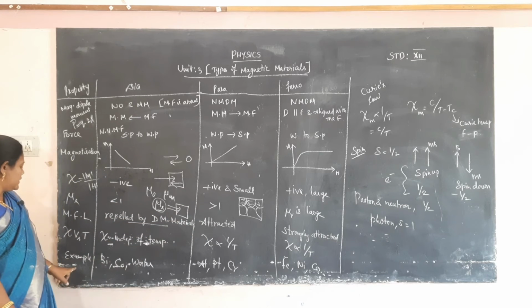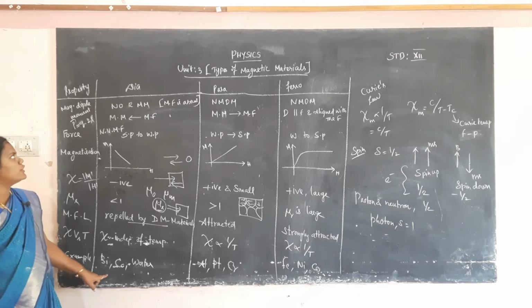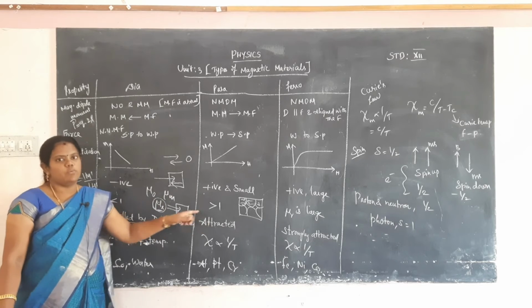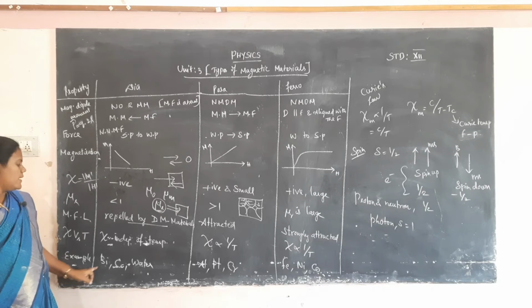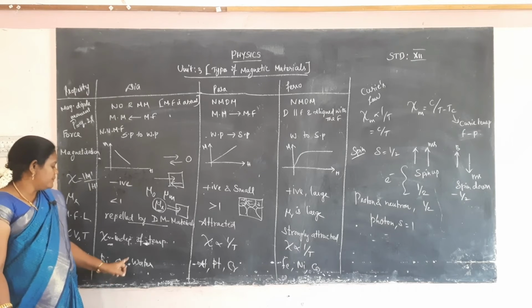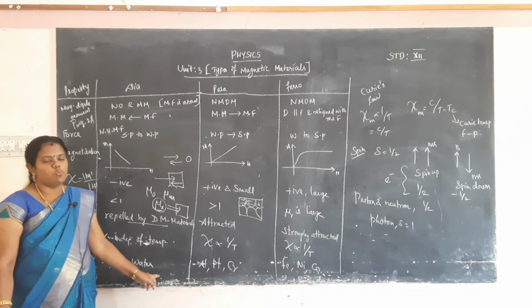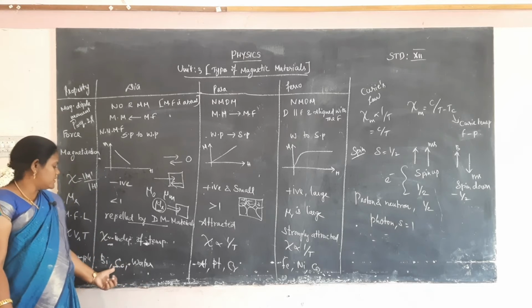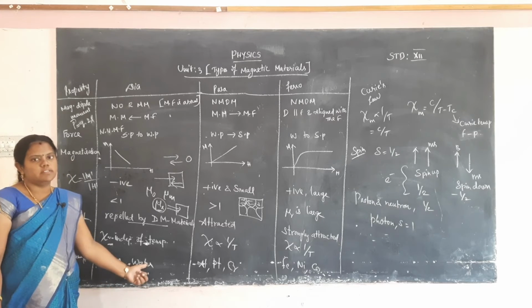Clear? And last is the example for dia, para and ferro. Example of dia is bismuth, copper and water. Okay, bismuth, copper and water. Clear?